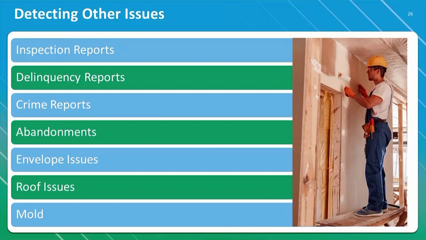You can have envelope issues. That's the building issues. You can have roof issues. You can have mold. These things should all be looked for as part of your visual and routine inspection to pay attention to. And you can mark or gear your checklist for those particular items. Next slide, please.